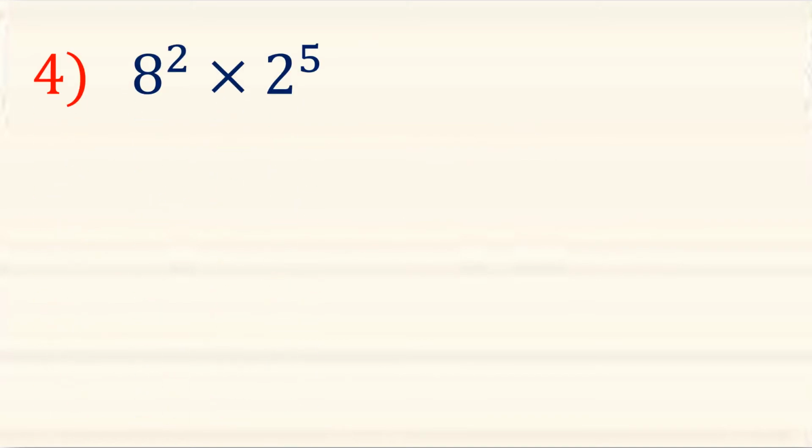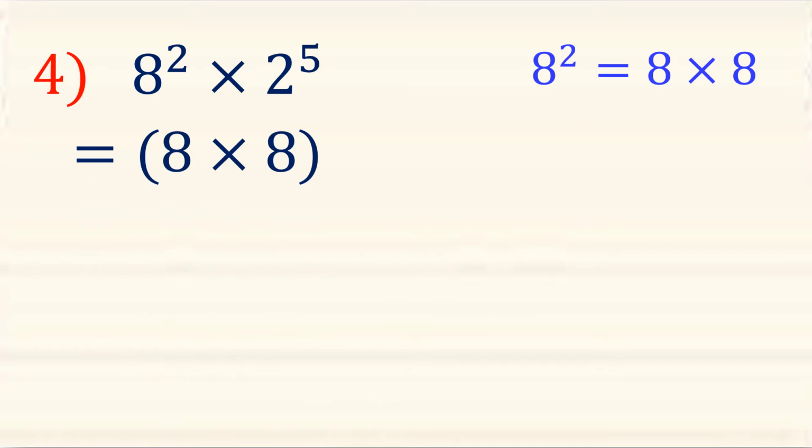So let us have another example. 8 squared times 2 to the fifth. In here, they have different bases. But remember that 8 squared is equal to 8 times 8. So if we are going to rewrite that one, we have 8 times 8, then we copy times 2 to the 5th.